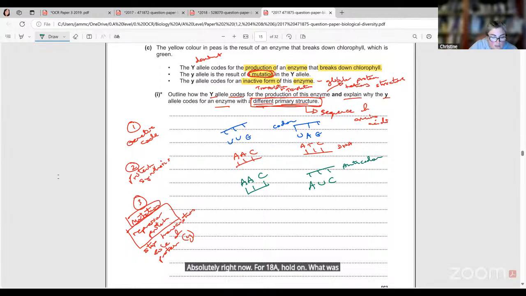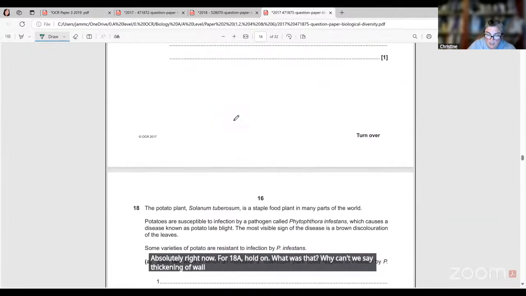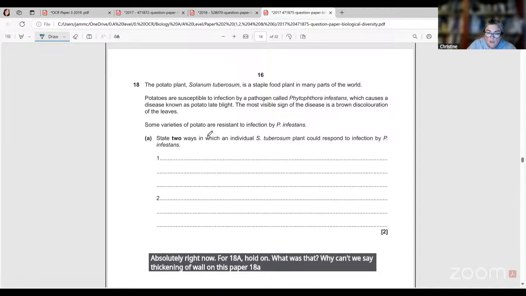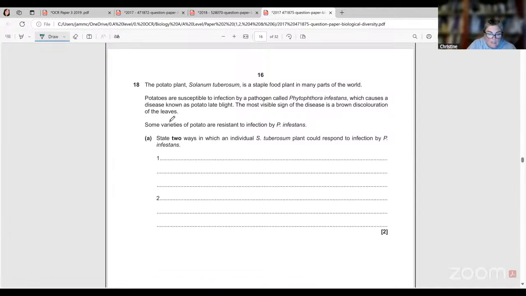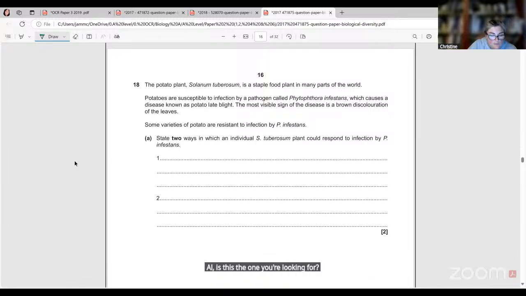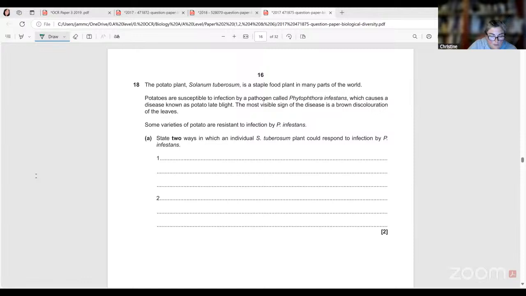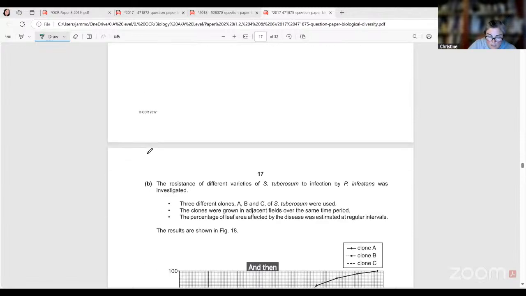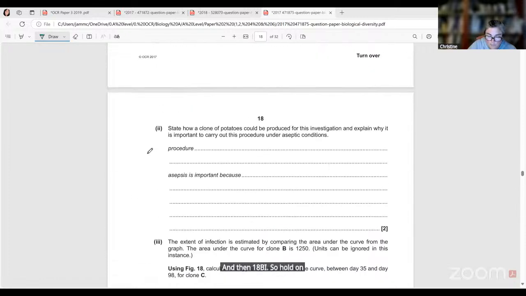Now, for 18A, hold on, what was that? Why can't we say thickening of wall on this paper? 18A. This one. Elle, is this the one you're looking for? And then 18B II. So hold on, 18B II.